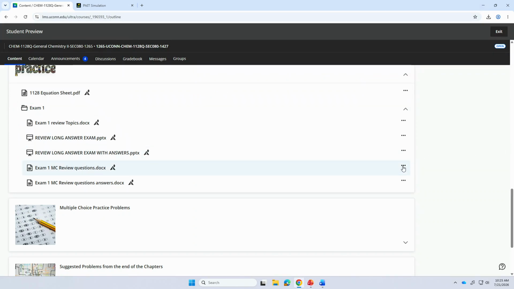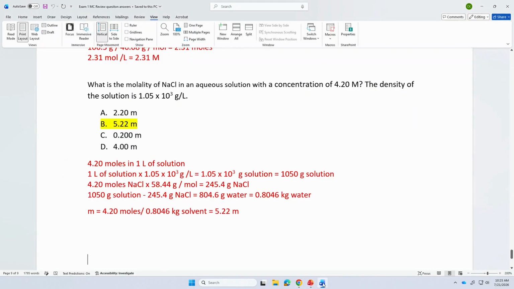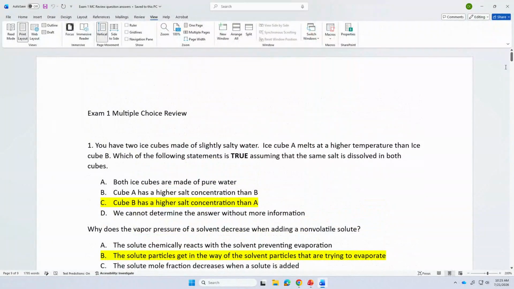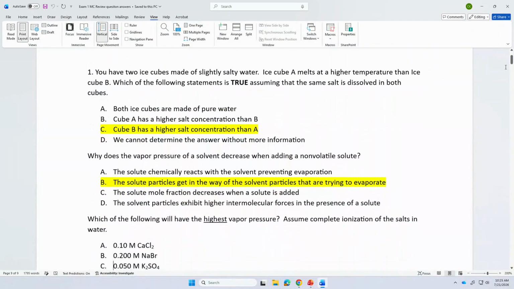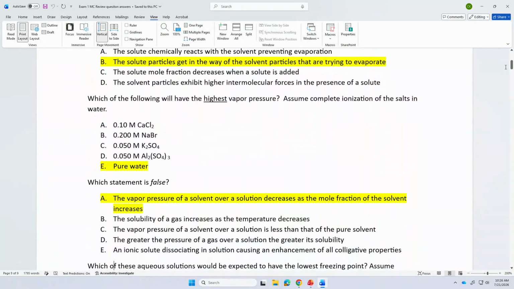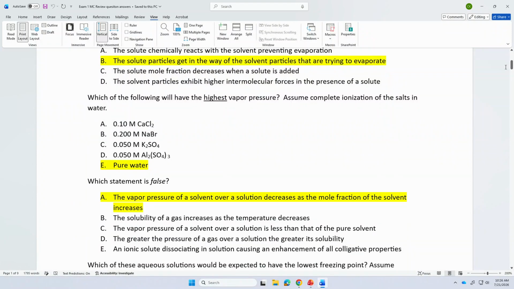Now, if you look at the multiple choice, they're very different. The first one is a conceptual problem. What happens if I do this? Second one's a conceptual problem. Third one is just what would have the highest vapor pressure? Notice I've answered pure water because adding anything to water lowers the vapor pressure.